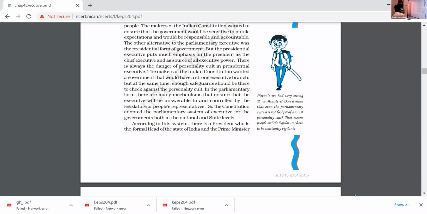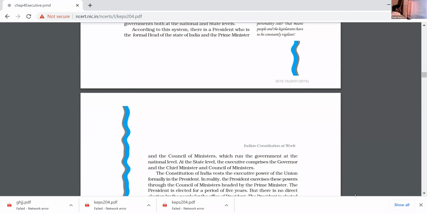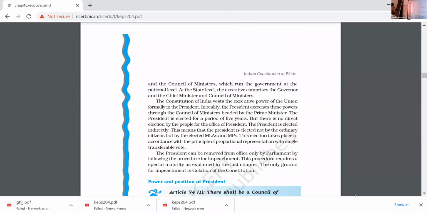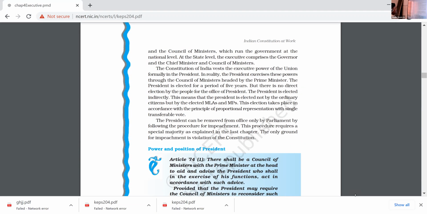According to the system, there is a president who is the formal head of the state in India, and the prime minister. The Prime Minister and the Council of Ministers run the government at the national level. At the state level, the executive comprises the governor, the chief minister and the Council of Ministers.